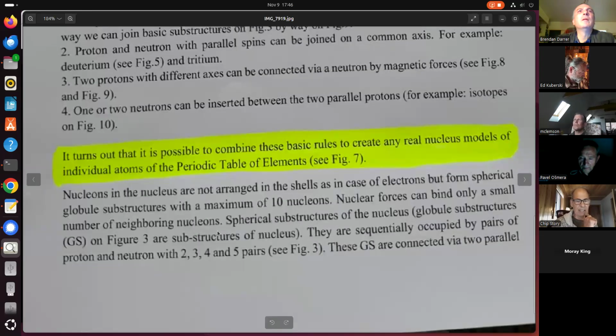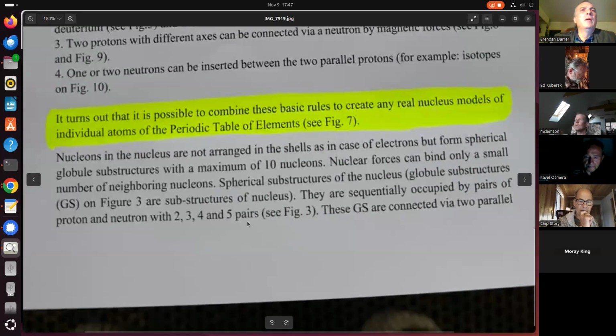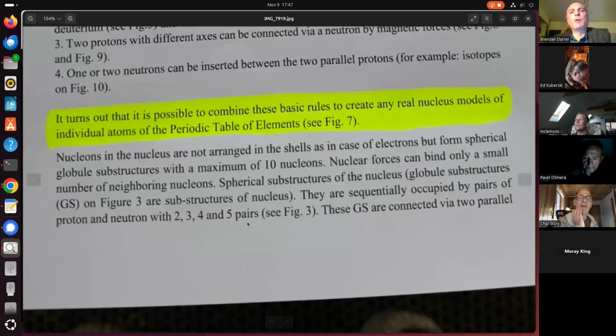All right, in yellow, emphasize, it turns out that it's possible to combine these basic rules to create any real nucleus model of individual atoms of the periodic table of elements. Fractalized.